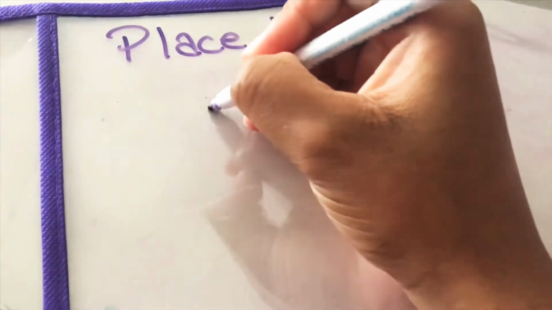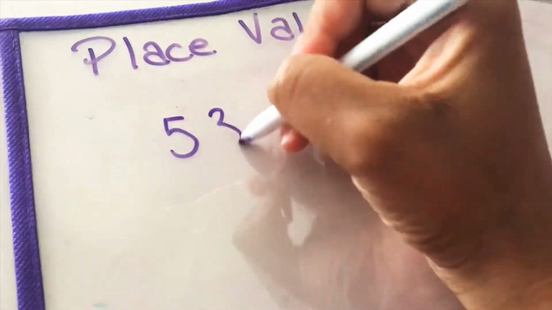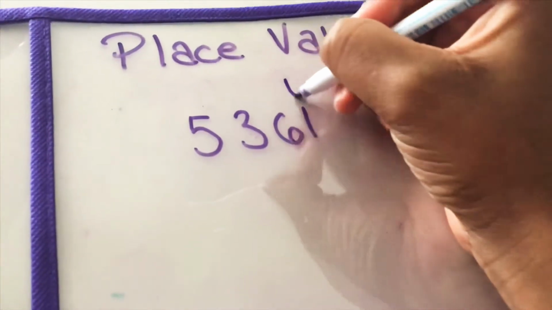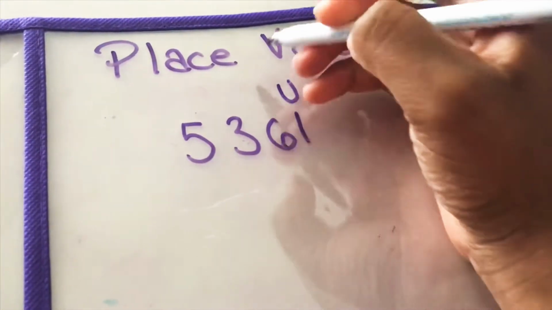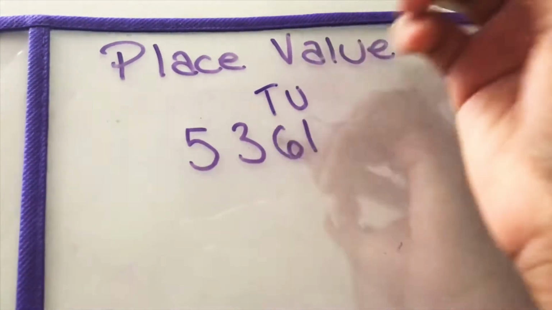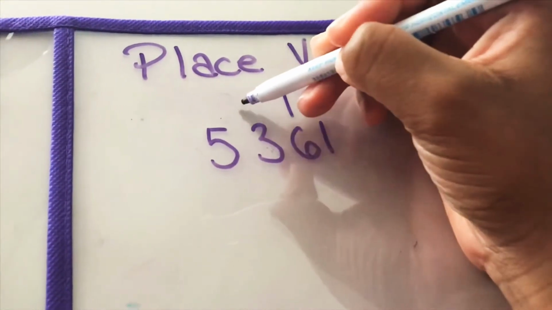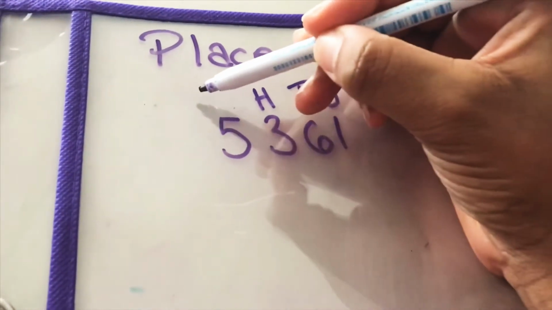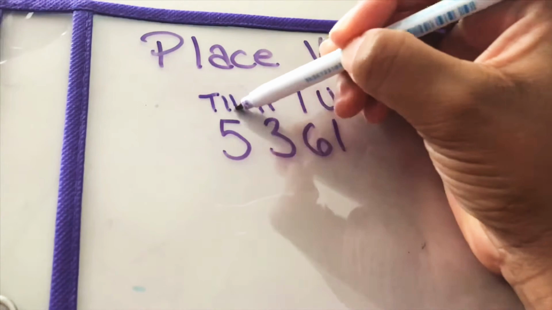I'm going to give you a number. So 5, 3, 6, 1. So this is the units column. There's only 1 here. In the tens column, we have 6. So that's going to be the tens column. Hundreds column, we have the 300. And 5, we have the thousands column.